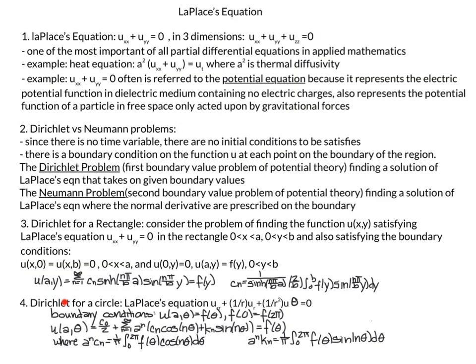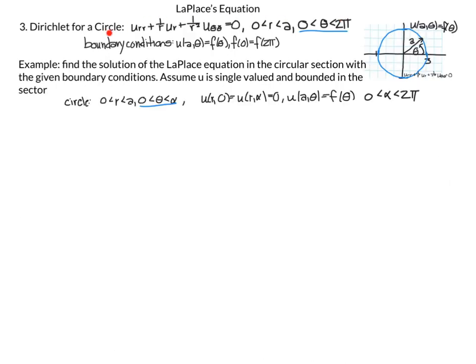Now we are going to do another Dirichlet problem for a circle, but with different conditions. I have the Dirichlet problem, the conditions we had just solved over here, but now we're going to change the problem a little bit. We're going to find the solution of the Laplace equation in a circular section, so it's not the full circle, but a section with the given boundary conditions. Assume u is single valued and bounded in the sector. So here, r goes from 0 to a, just like before, but now theta goes from 0 to this alpha. It's no longer the full circle.